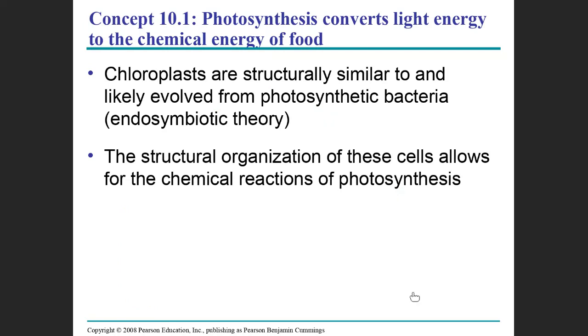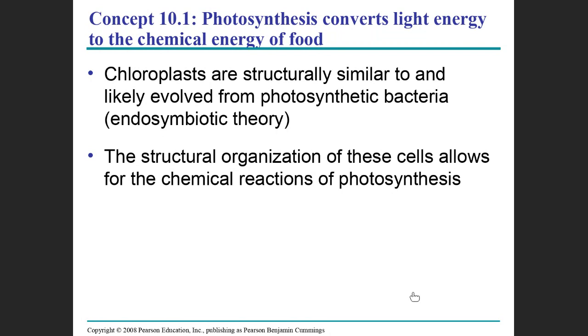So when it comes to the organelles where photosynthesis occurs, we know those organelles are chloroplasts. And they are very structurally similar to certain photosynthetic bacteria. Remember last time we talked about the endosymbiotic theory, where one prokaryote was engulfed by another one, but the engulfed cell survived. It wasn't eaten. Over many, many eons of time, the symbionts specialized for energy production, forming either a mitochondrion or a chloroplast.